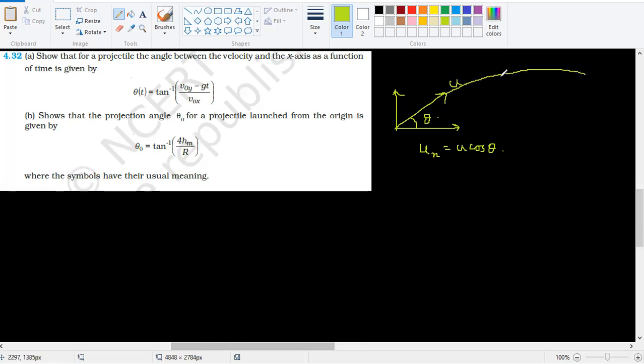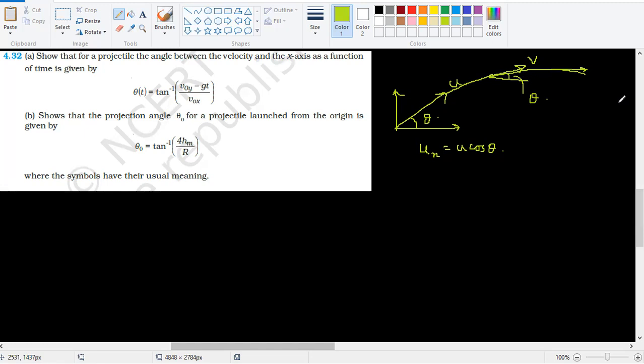Listen carefully. At every point, the velocity direction keeps changing because it is tangential. So that means this is your velocity, v, and then the angle keeps changing. So with respect to the x-axis, this angle keeps changing. For example, here theta is 0. Here it is 30 degrees. Here it is 20 degrees. So it keeps on decreasing, and again it will start changing.